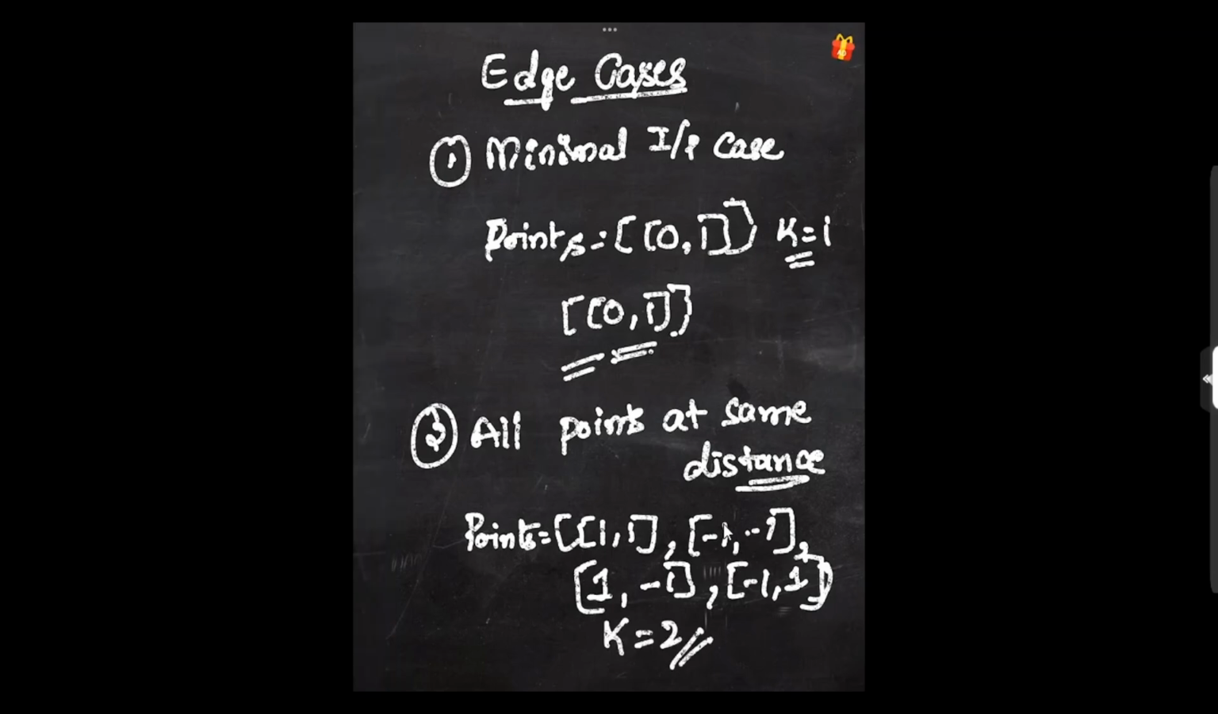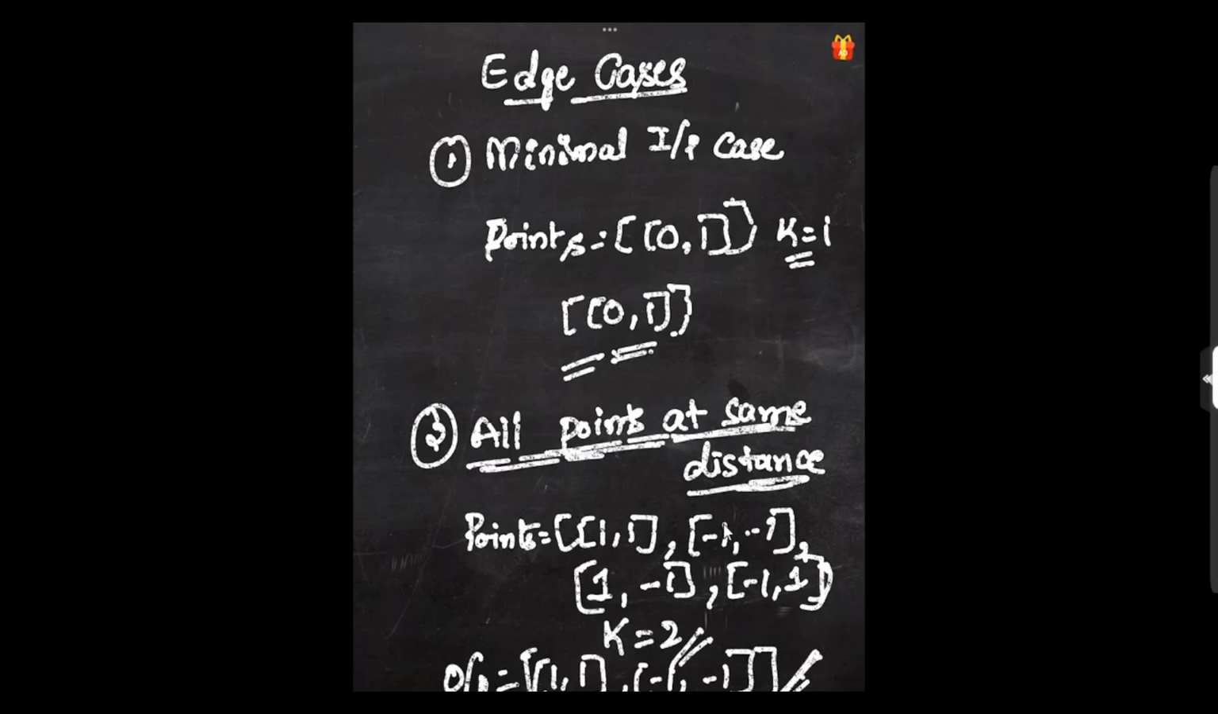So here output we can consider any 2 points because all the points are same, right? All the points are at the same distance, right? So we can just consider any 2 points. Suppose I'll just give here output in this case 1, 1, and minus 1, minus 1. So we can just consider any 2 points here because all the points are at the same distance from 0, 0. That's what I'm telling here. Any K points can be chosen, right? So I hope this edge case is completely clear. This is for the condition all points are at the same distance.